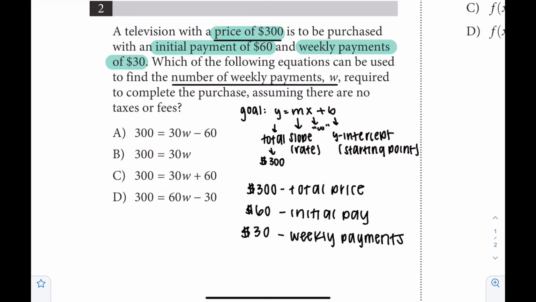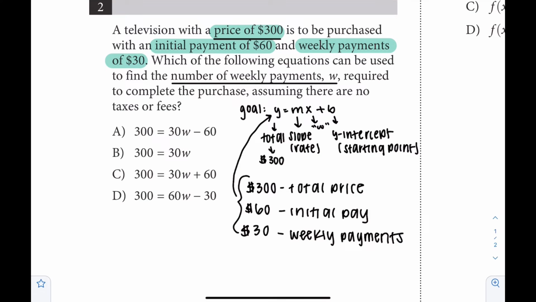Okay, so we have 3 pieces of information that are really important. And we're going to put these 3 pieces of information into the y equals mx plus b formula. So we know that y means a total, and we have a total here, which is 300. So I'm going to put in 300 equals. M refers to slope or rate of something that is happening over time. And initial pay is not going to be something that happens over time. It's just a payment that we're paying once, right? The thing that's changing over time is how many weekly payments we have to make. So 30 is going to be our slope.